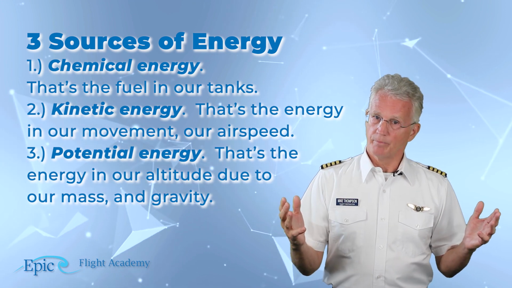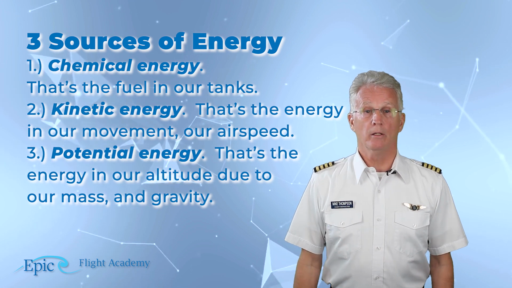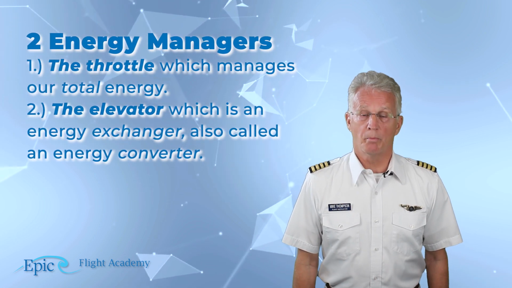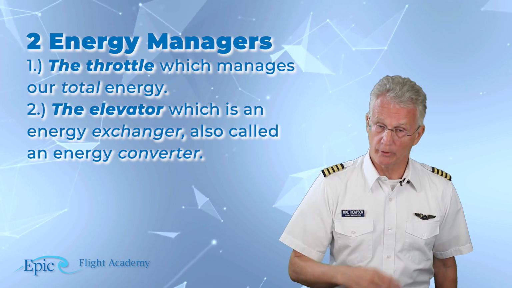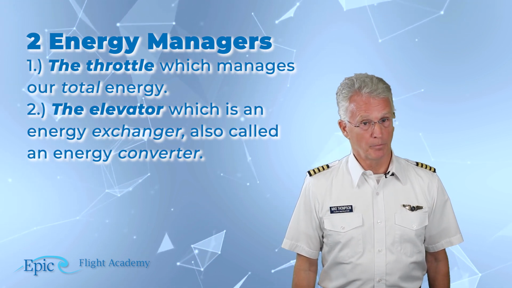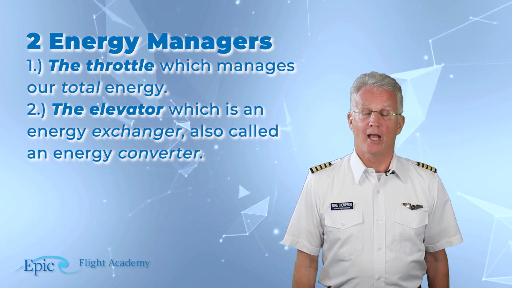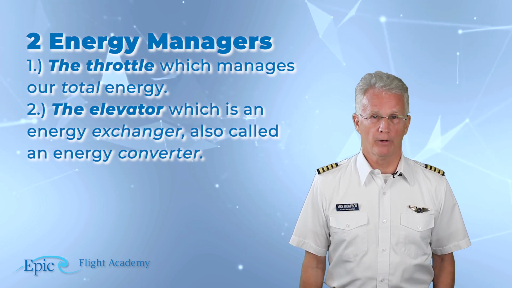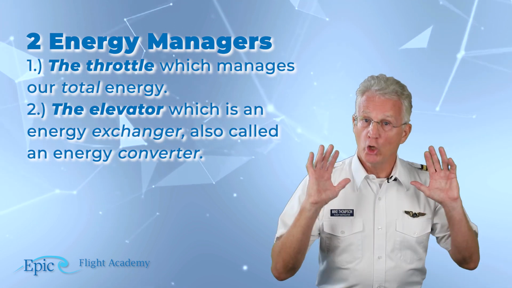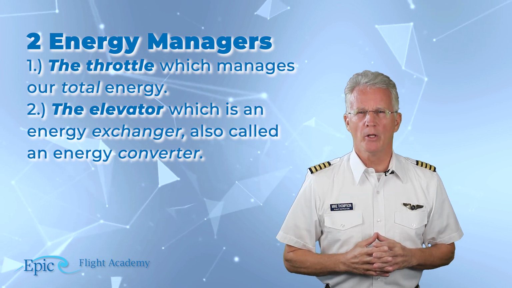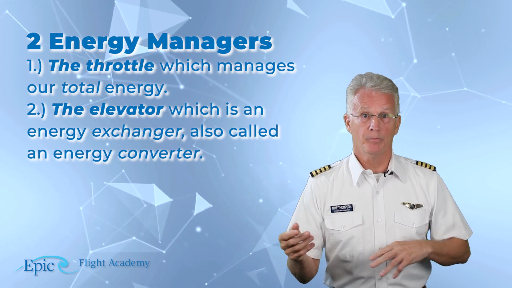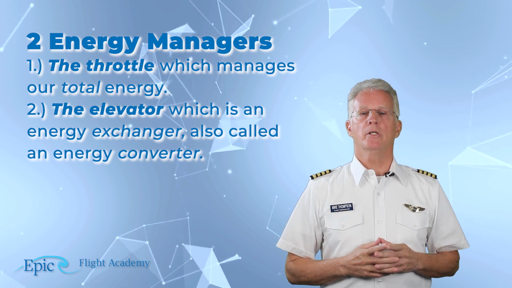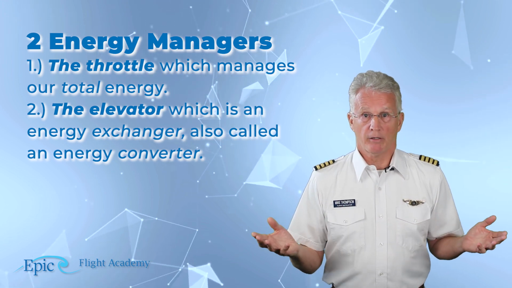And as pilots, we have two energy managers literally at our fingertips. Number one, the throttle, which manages our total energy. And number two, the elevator, which is an energy exchanger, also called an energy converter. Now, we say that the throttle manages total energy because it can provide to us both kinetic energy, airspeed, and potential energy, altitude, by using chemical energy, that is, by burning fuel.